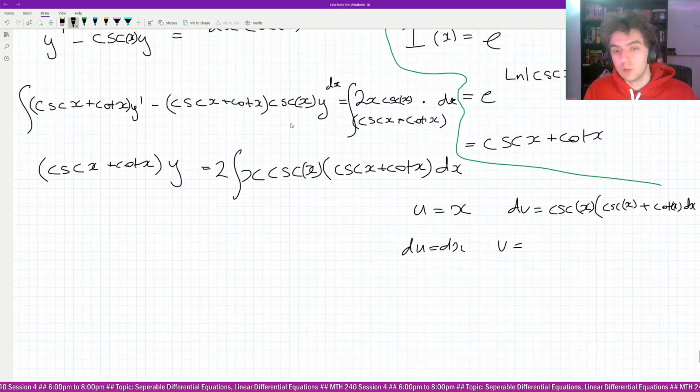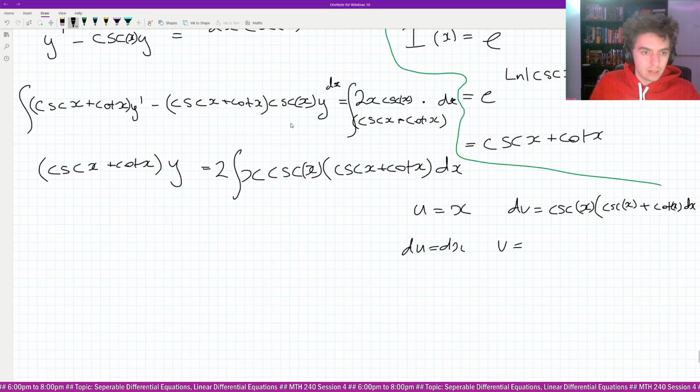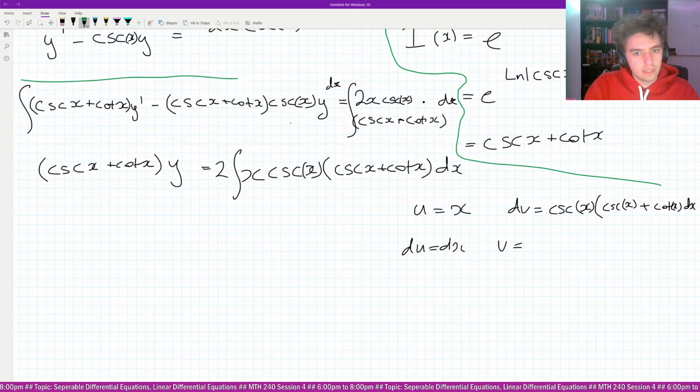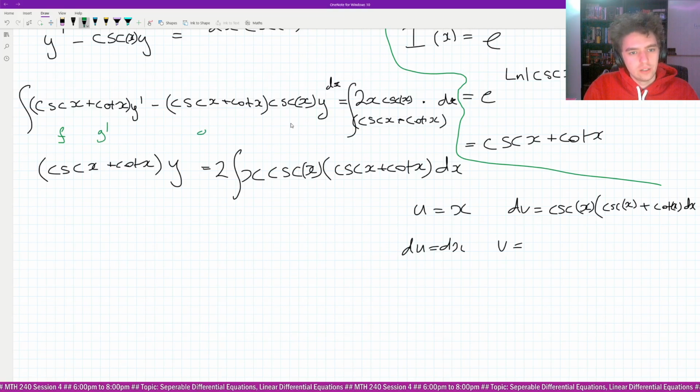Well, I don't know what the integral of that is, but I look back over here, and I'm going to get a hint from this section, right? Because remember, this is in the form f of x, y, g, f g prime plus g f prime. Let me just be completely clear here.